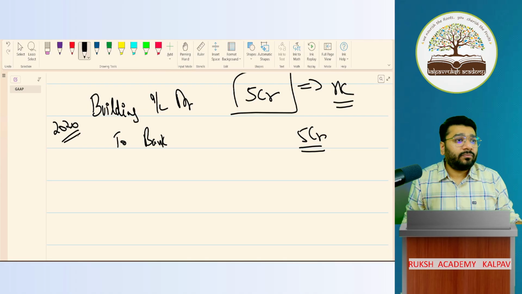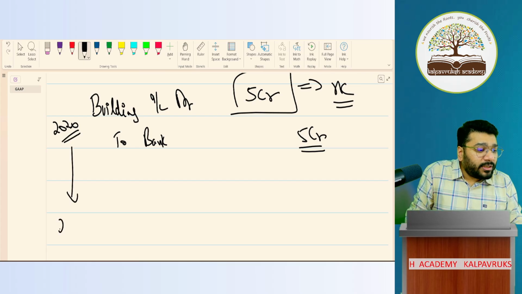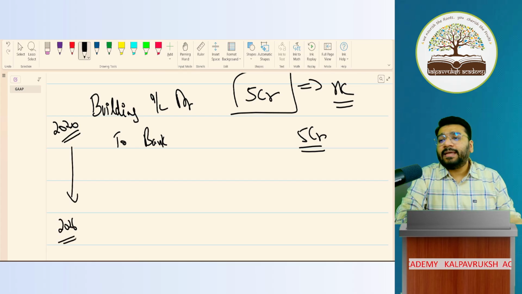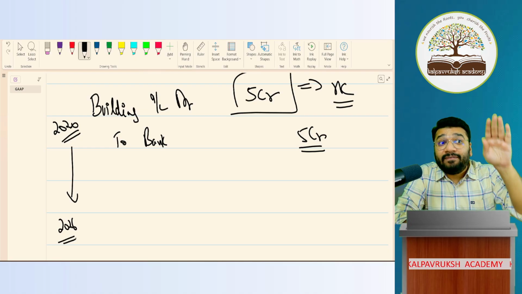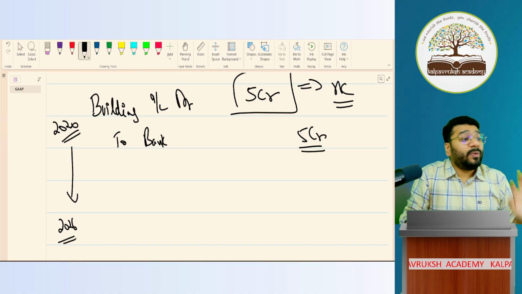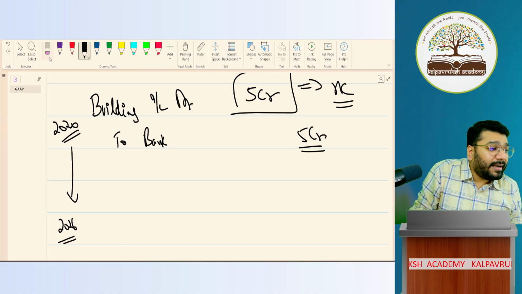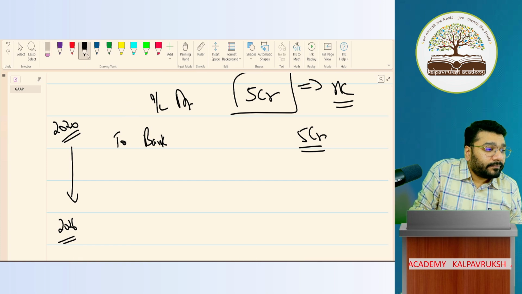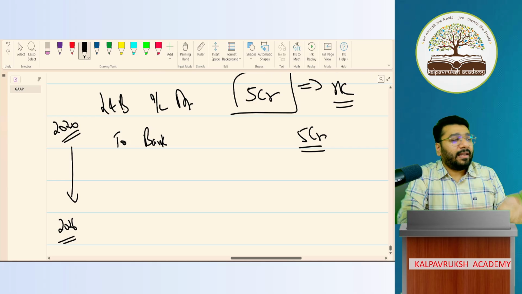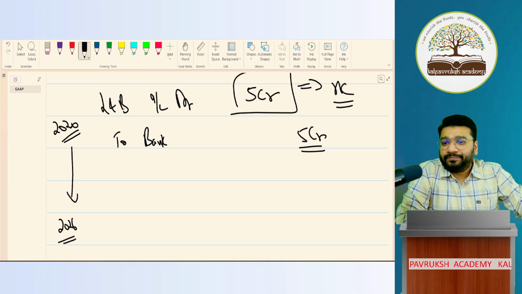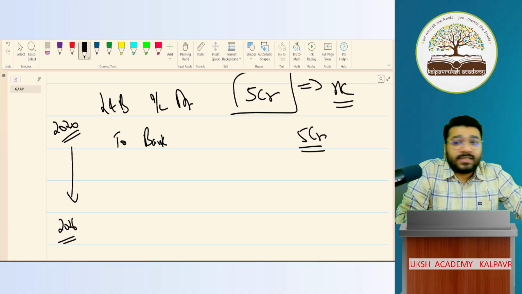My question to all of you. Now we are in 2026. Can you please estimate what could be the probable value of this building? Building means I'm considering it with land, so this is land and building. Land and building put together was 5 crore. What do you think should be the worth of this land and building today?